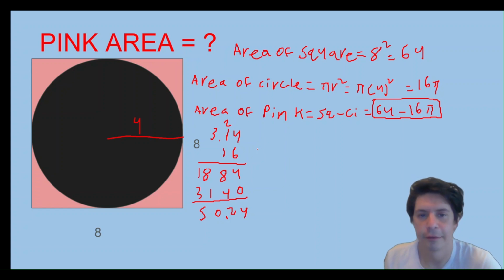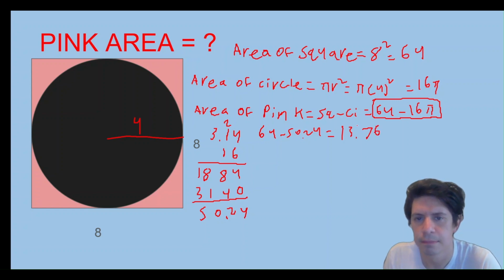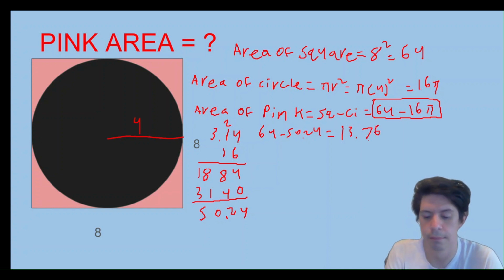So then the area of pink would be 64 minus 50.24. Obviously that's an approximation because pi goes on forever. It's going to get you 13.76. Right, and that is here.